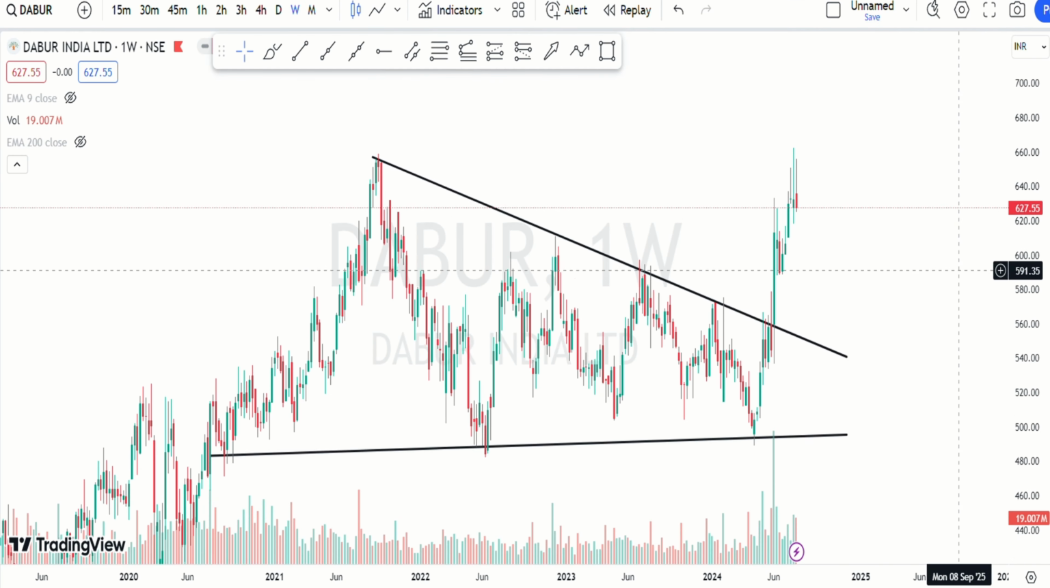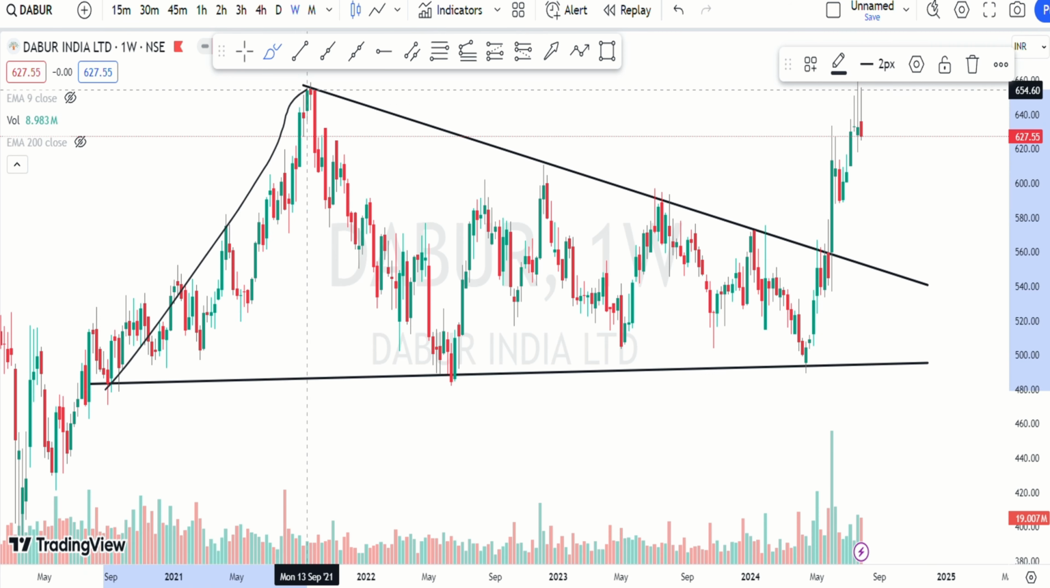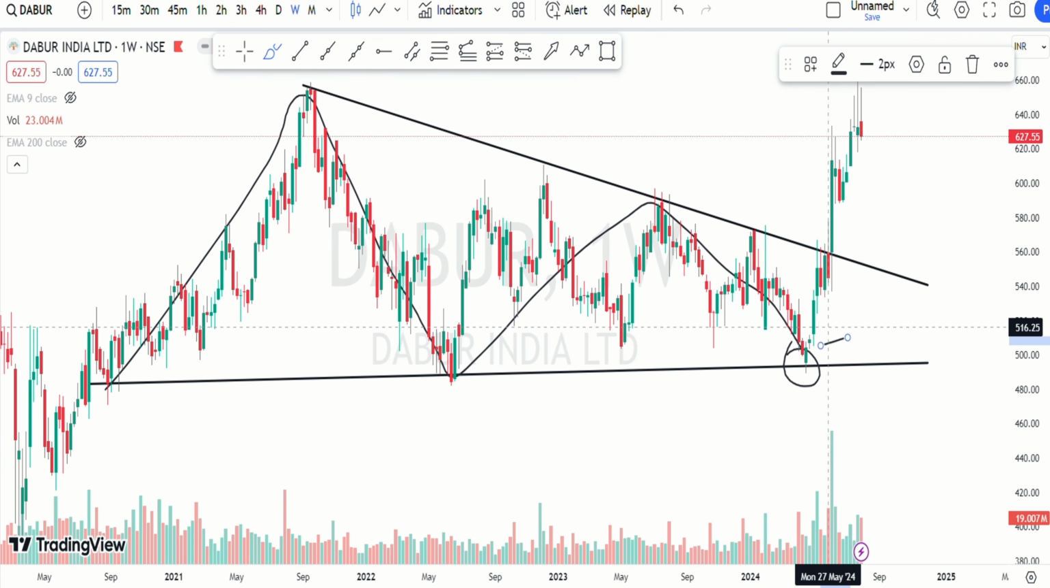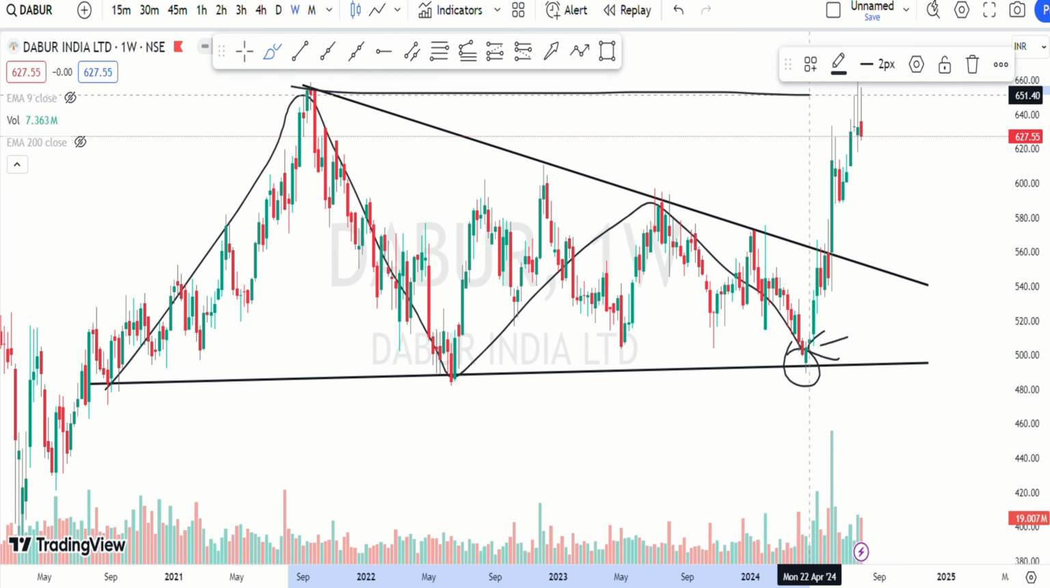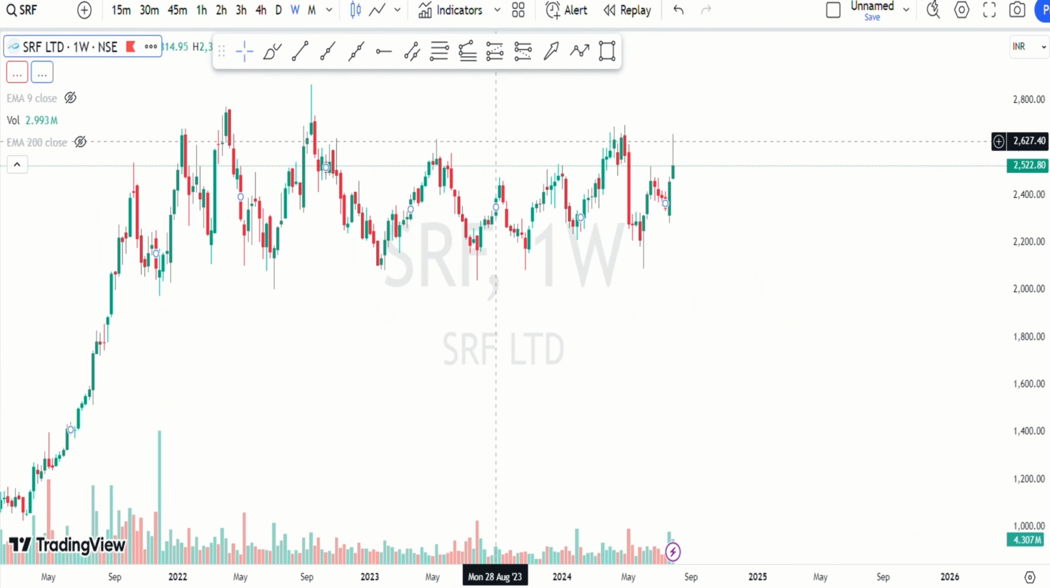So coming back to Dabur, what do you see in Dabur? You see a simple, good looking triangle pattern, right? One, two, and then the third touch, right? You're going to enter it here, and you're going to exit it at this place. Getting the point? Yeah. Coming back to the next trade.